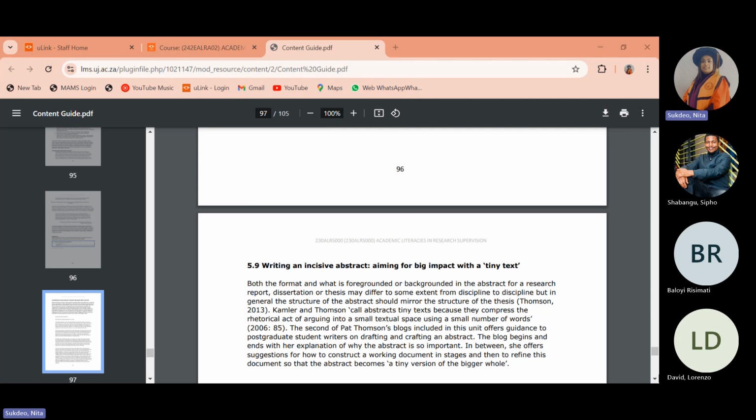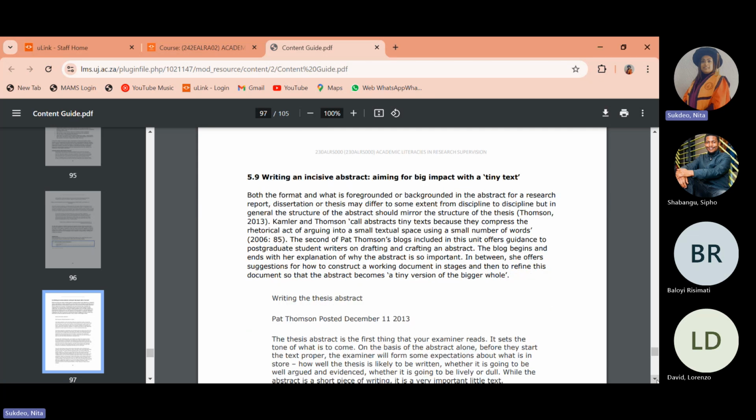All right. 5.9 takes us now to what goes into an abstract. An abstract is also known as an executive summary. It's the last thing that needs to be written, even though it's the first section that goes into your dissertation or thesis, because it's a summary of your entire research from chapter 1 right up to your conclusion.